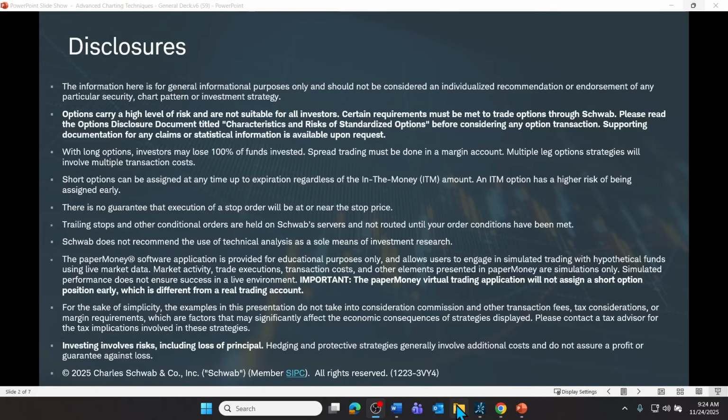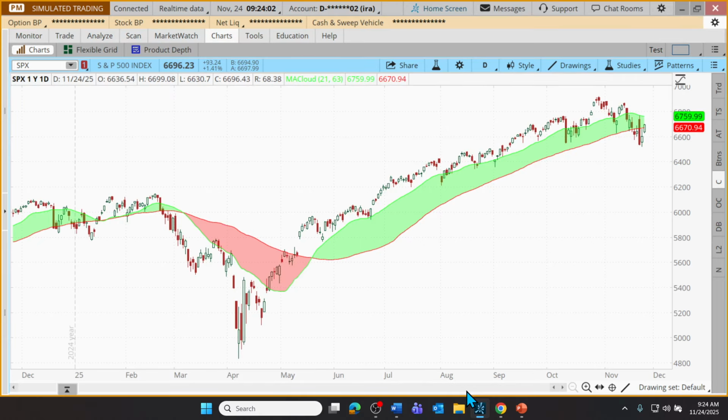All right, but let's go right to the thinkorswim desktop platform. And we find ourselves here on a one-year chart of the S&P 500, and I have applied this custom indicator known as a moving average cloud. But to set the stage for why some traders might be using an indicator like this, let's look at what's been happening to the S&P over the course of about the last 6 weeks.